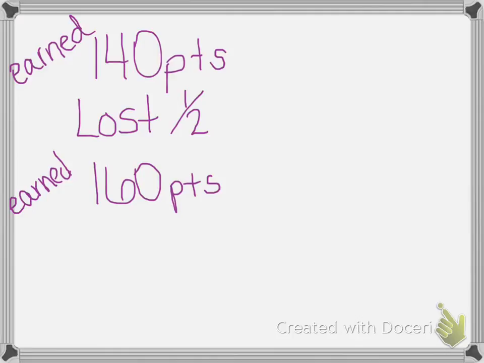Number 3 says write an expression for the number story. So an expression is a number sentence. Juno earned 140 points in a game. So we're going to start with 140. He lost half of the points and then earned 160 more. So he lost, meaning subtract half. So we have to take half of 140, or 140 divided by 2. And then he earned 160 more. Since he earned, it means we add.